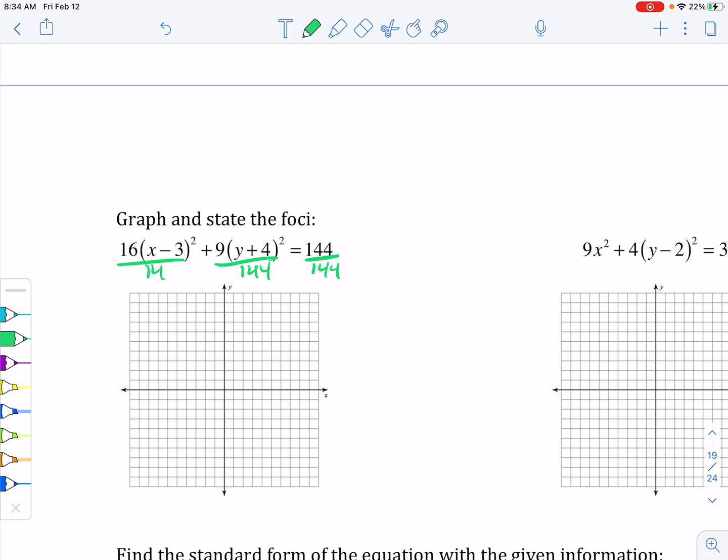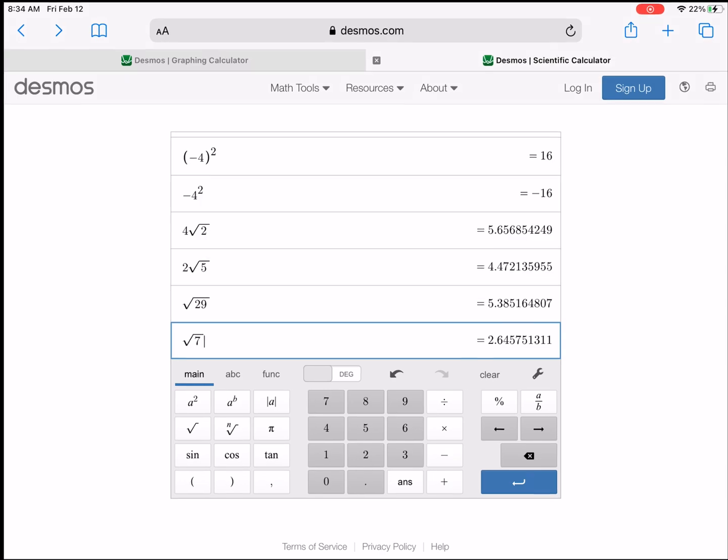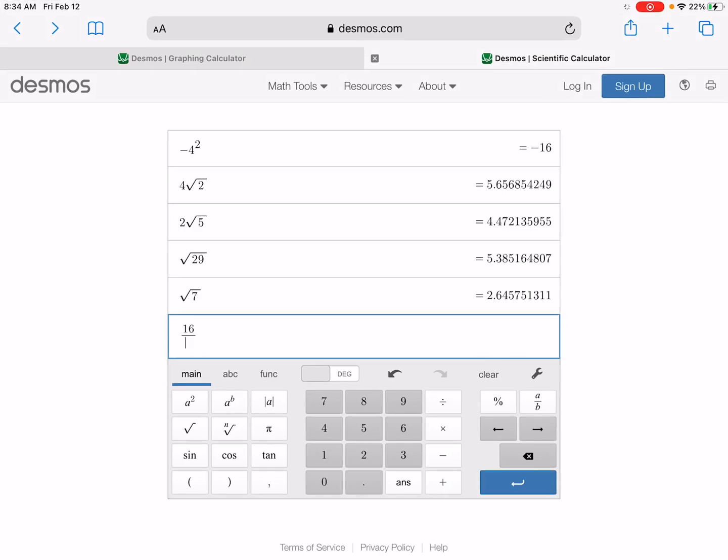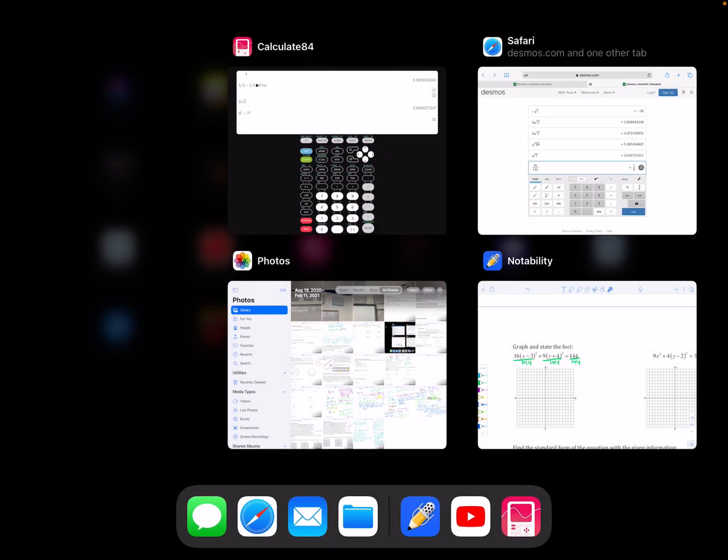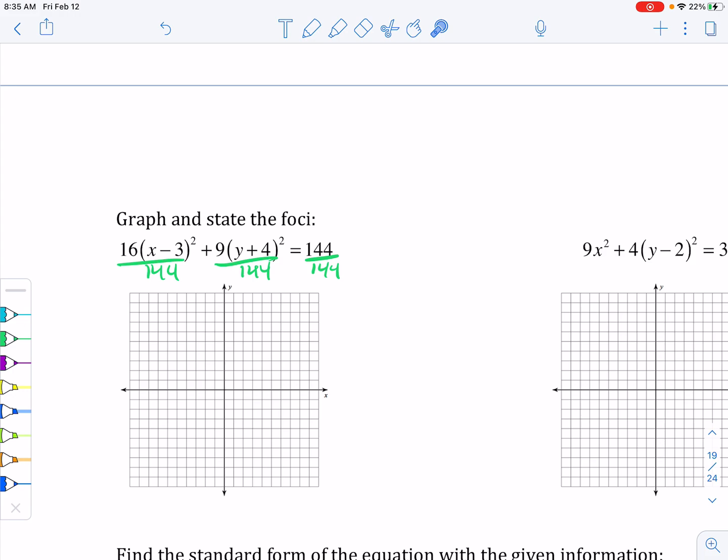When I divide by 144, that means I need to divide this part by 144 and this part by 144. Okay? Now, you can use your calculator to help you reduce this. So I'm just going to do 16 divided by 144 in the calculator. If you're using the Desmos calculator, you can hit the little circle button that looks like a fraction off to the right. So this will give you 1/9. So this reduces to 1/9. So that's really (x - 3) squared over 9. And this is an unsaid 1 right here.